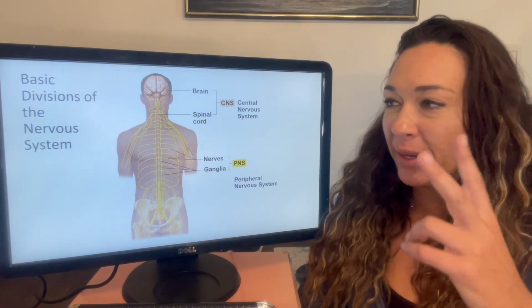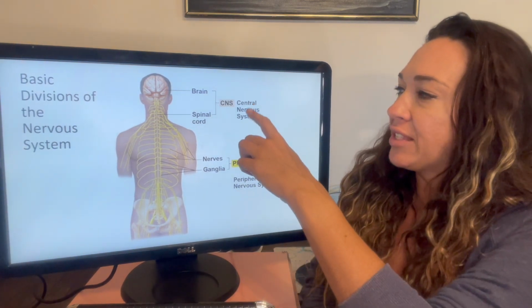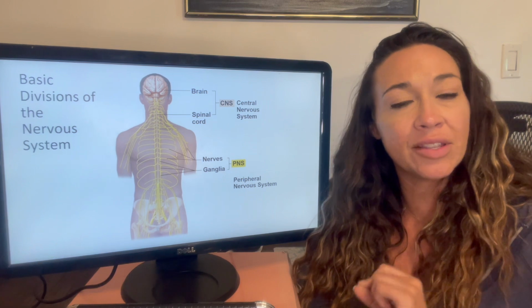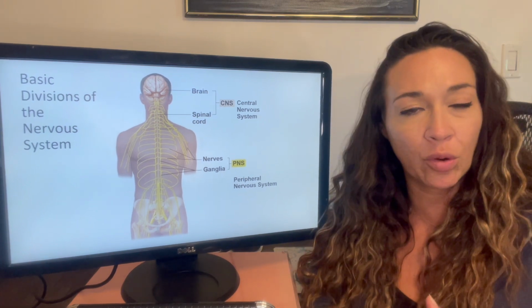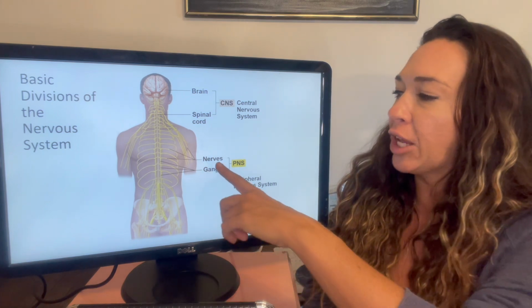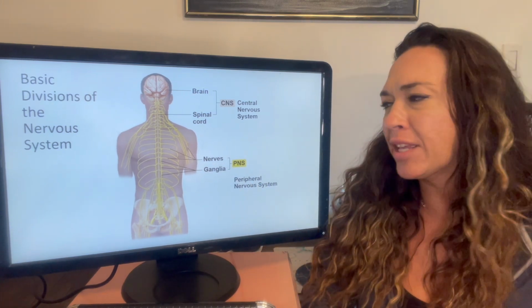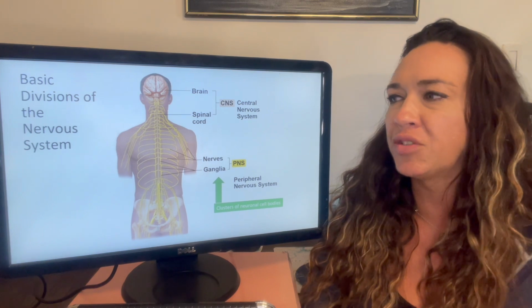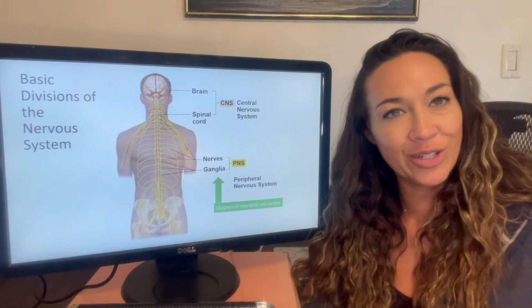So the two basic divisions, the ones I already talked about, are going to be the central nervous system, or the CNS. This is going to include your brain and your spinal cord. And then you also have your peripheral nervous system, which is going to include things like your nerves and your ganglia, which essentially is just a big cluster of these neuronal cell bodies, which we're going to go into more in just a second.